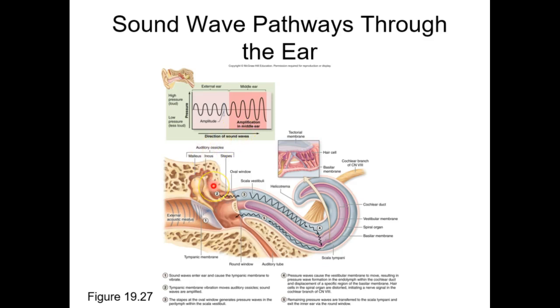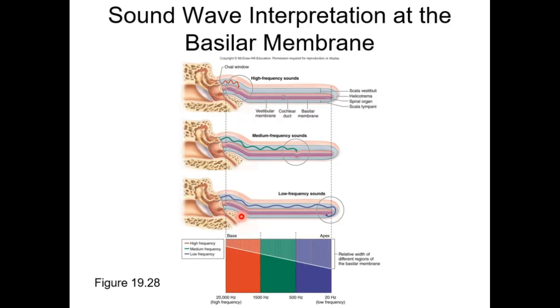Now what we're going to do to understand pitch is we're going to take the snail shell and we're going to just hypothetically unroll it. In real life, you cannot unroll it. It's embedded in bone. It doesn't happen that way. But to visualize pitch, we're going to imagine unrolling it. That's what's going on here. And what that gives you is that scala vestibuli and scala tympani are actually continuous.